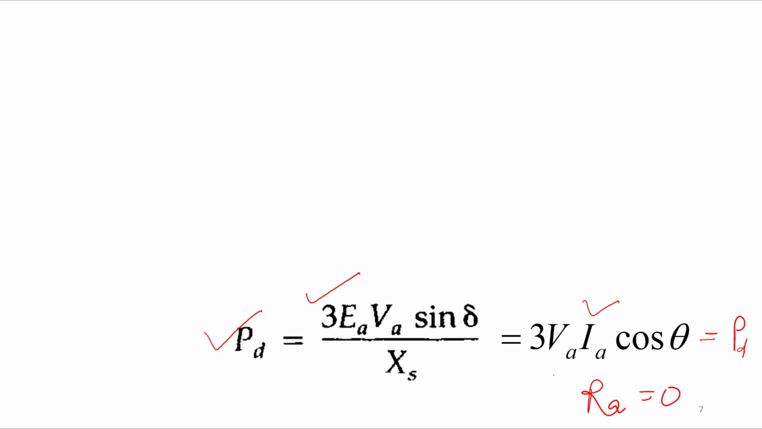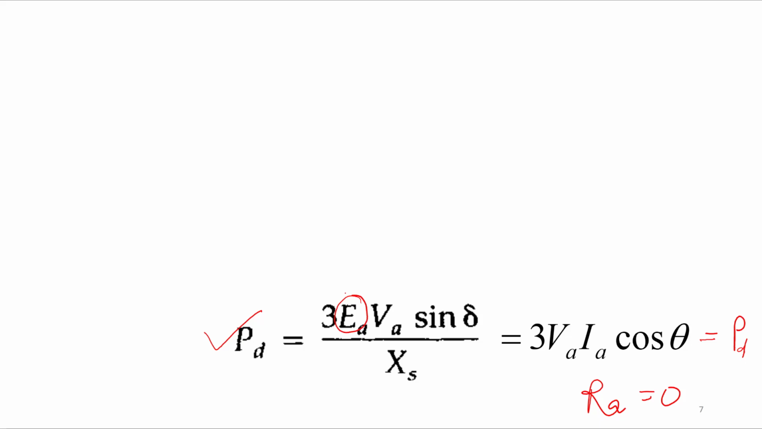So what is the difference we are seeing here between these two equations? One is written in the form of load current and terminal voltage, and another in terms of induced EMF, terminal voltage and the power angle. Here theta is the power factor angle and delta is your power angle, which is the angle between EA and VA. Now, because your field is constant, we are not changing the field, so your EA will remain constant.